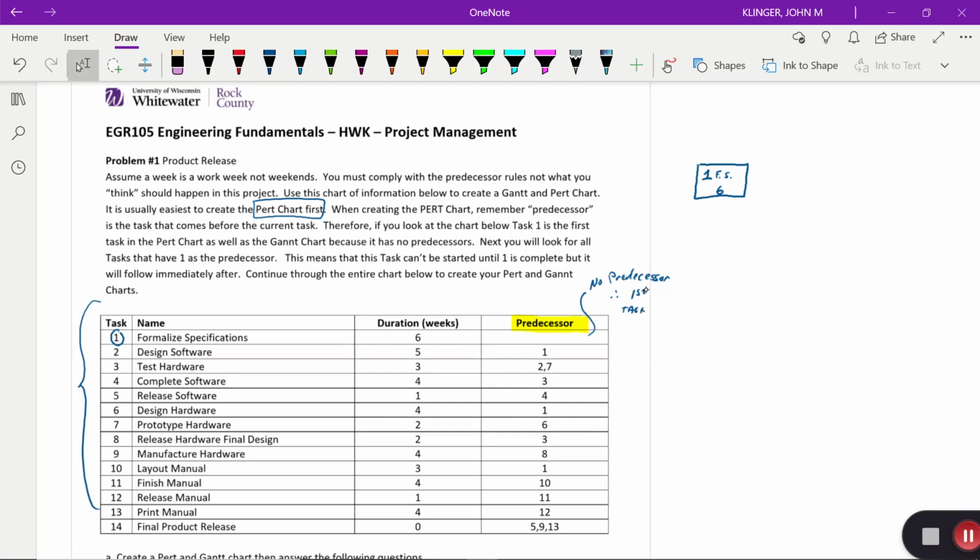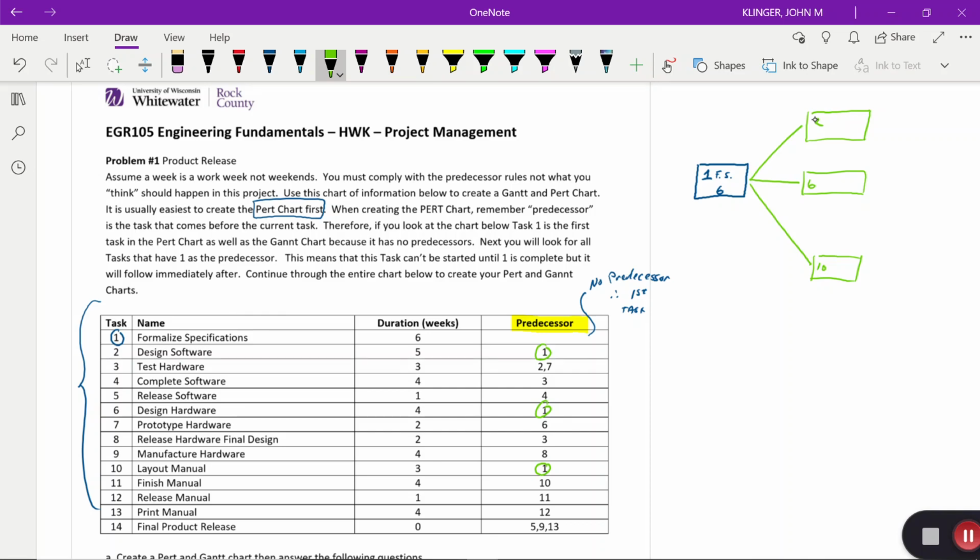Now I have to look at tasks that have task 1 as its predecessor. If I look, here's 1, here's 1, here's 1. All of those come after task 1. They're all going to be done in parallel. So the first one is task 2. I'm just going to write the number. This other one is task 6. And this one is task 10.